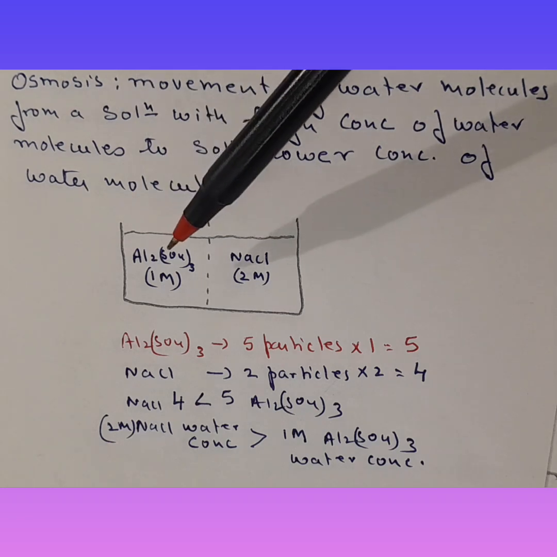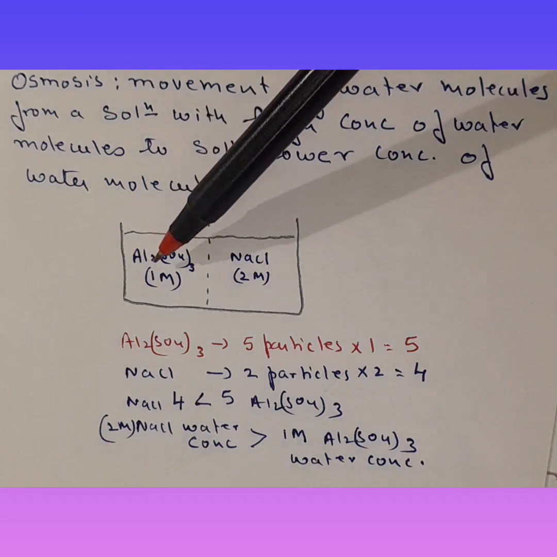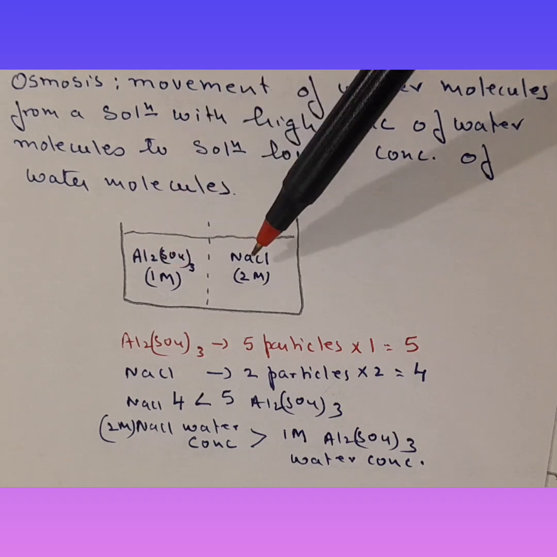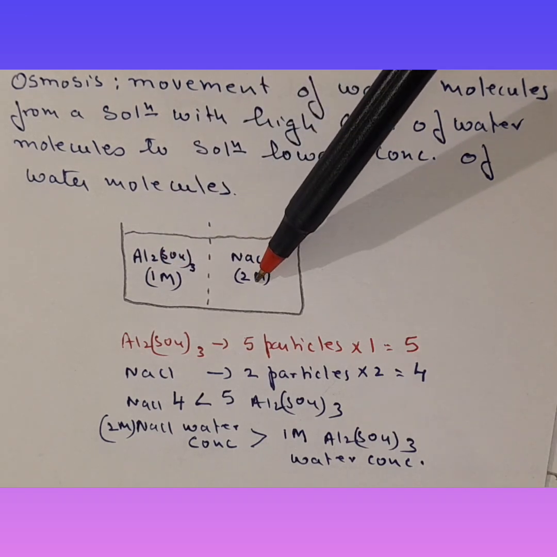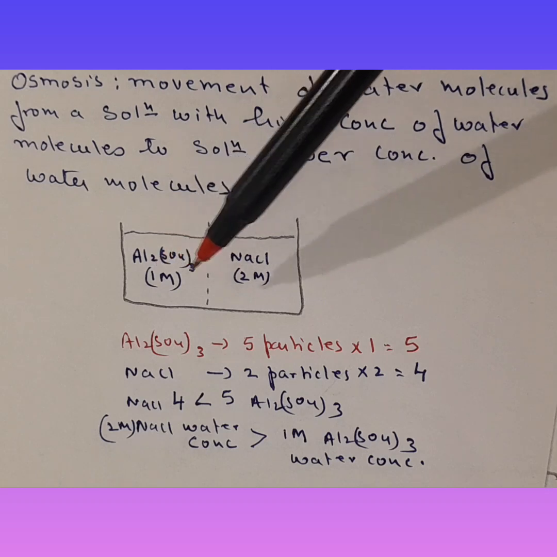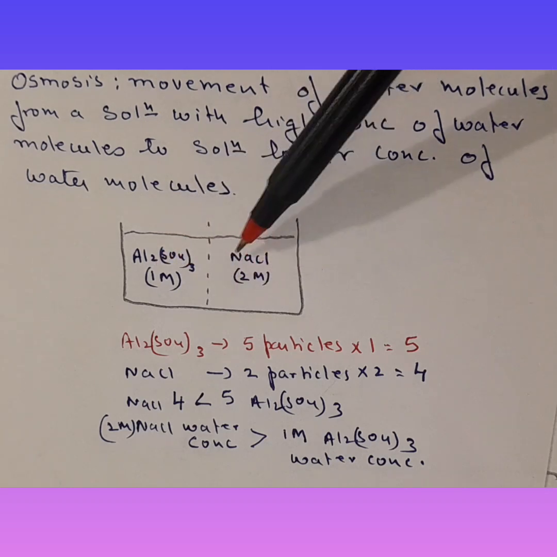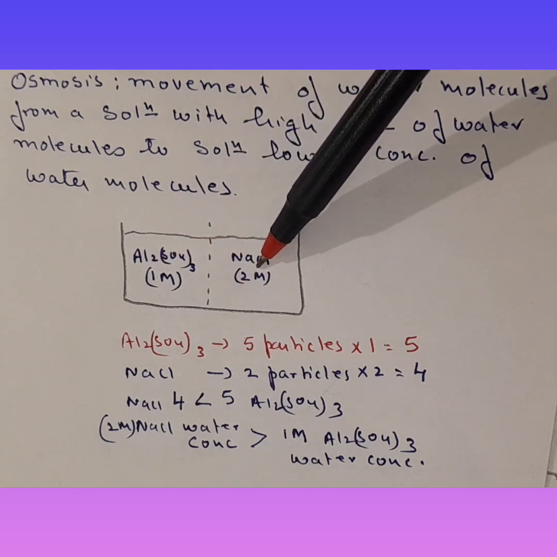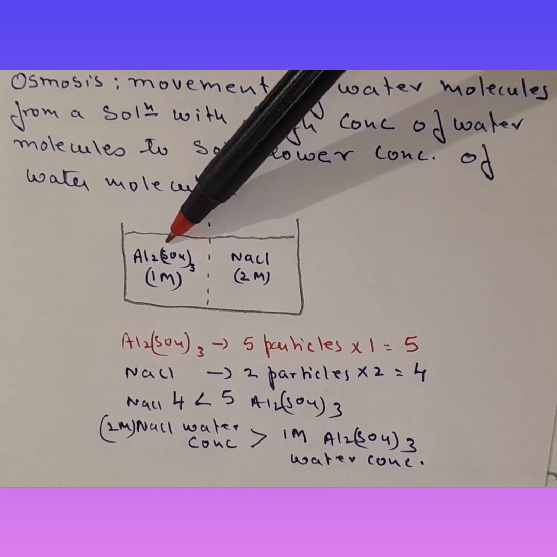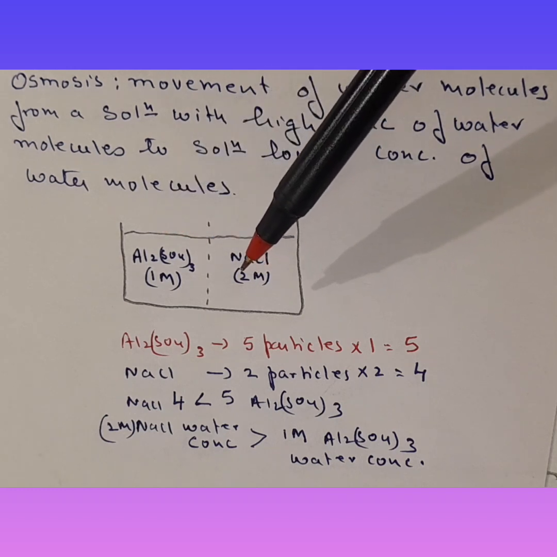Alright, just to understand, I've taken a small example. Now, aluminum sulfate 1 molar solution over here, sodium chloride 2 molar solution over here. Now when I say molar solution, you know the concentration is more, so water would be less over here, so it would be flowing from here to there. But let's understand what's the fact.